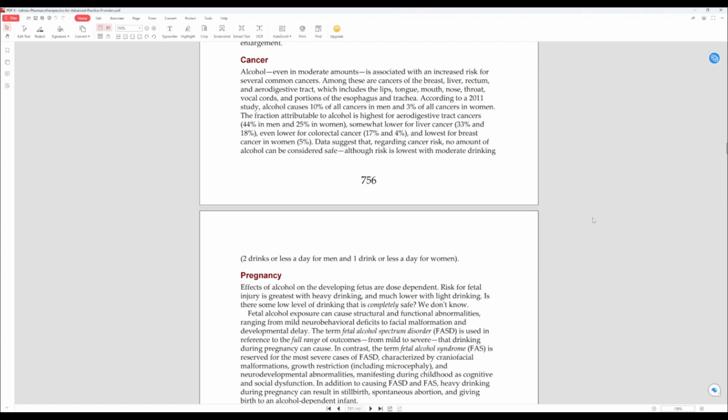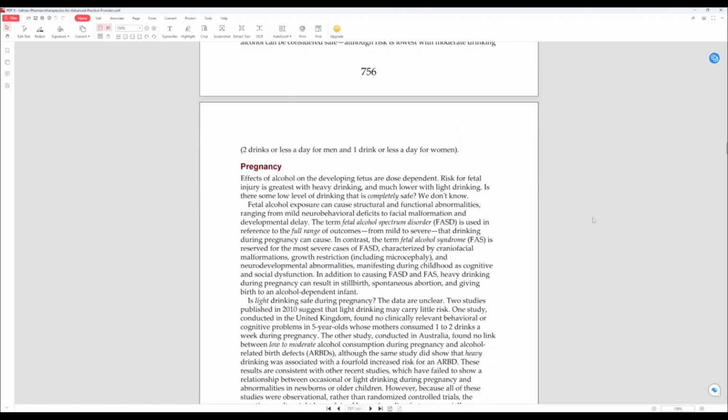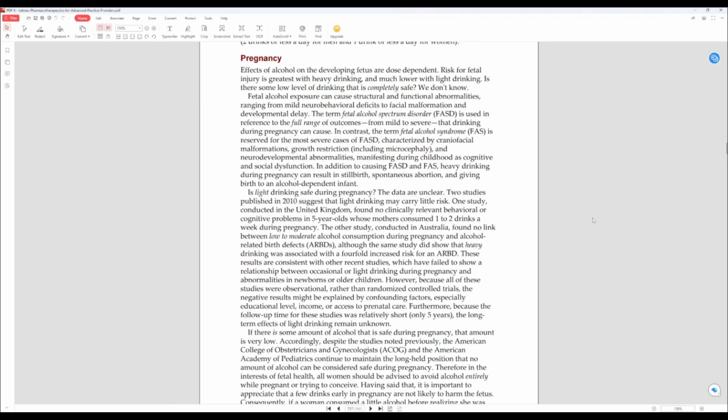Data suggest that regarding cancer risk, no amount of alcohol can be considered safe, although risk is lowest with moderate drinking. Pregnancy. Effects of alcohol on the developing fetus are dose-dependent. Risk for fetal injury is greatest with heavy drinking, and much lower with light drinking. Is there some level of drinking that is completely safe? Well, technically we don't know.